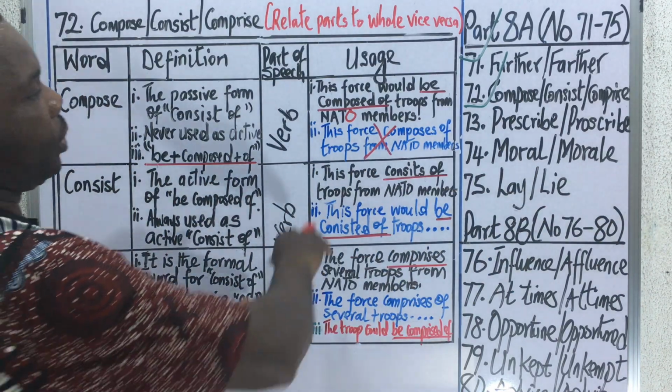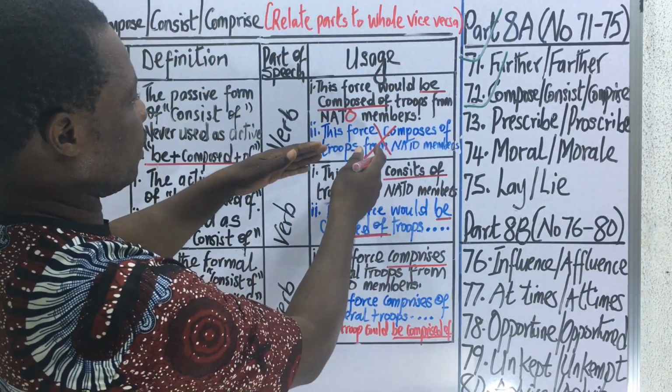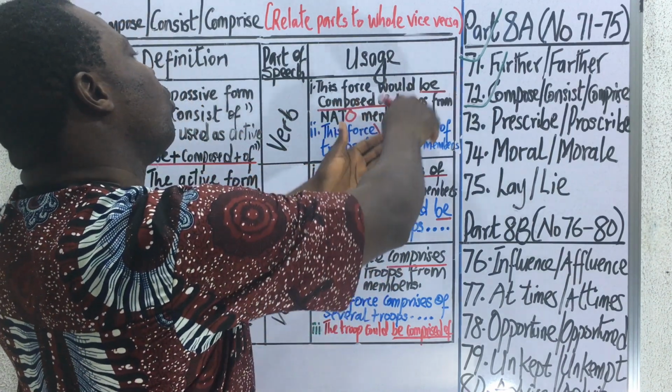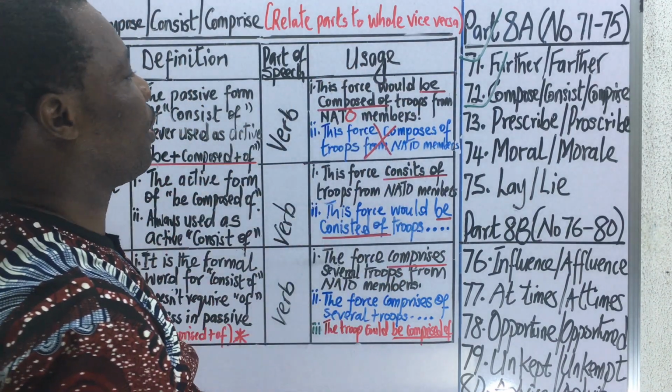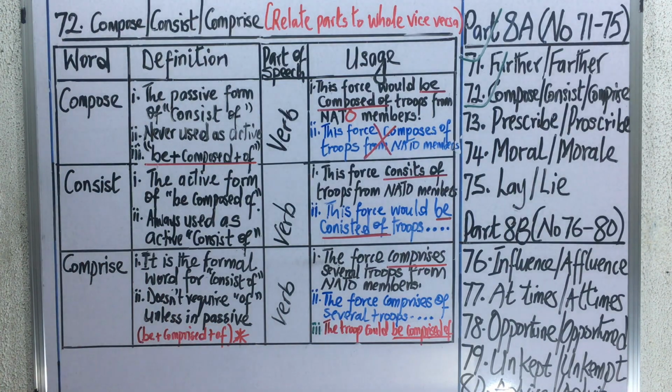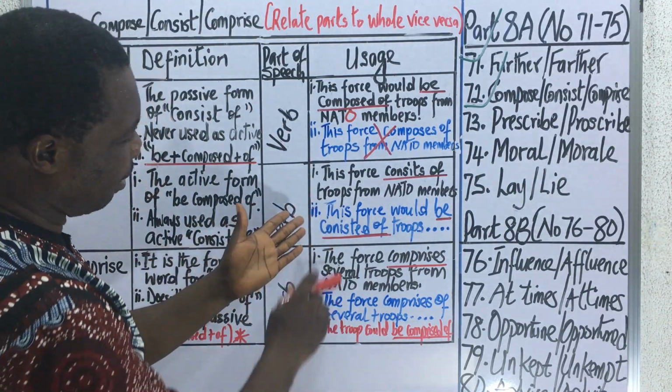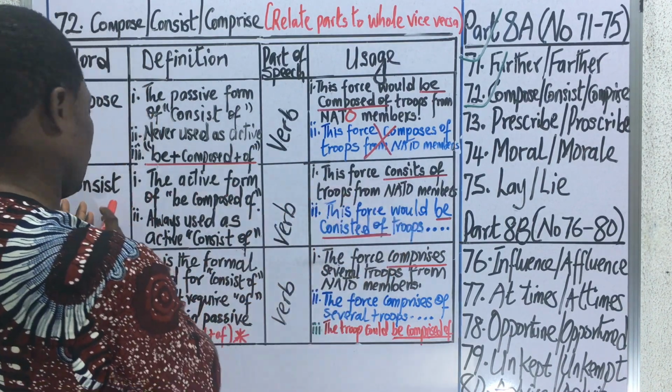So if you turn it around, it will take the form of NATO members, okay, would be composed of the force. Alright? So that is what we are saying. Right. So if that is very clear, let's now look at the wrong usage of consist.